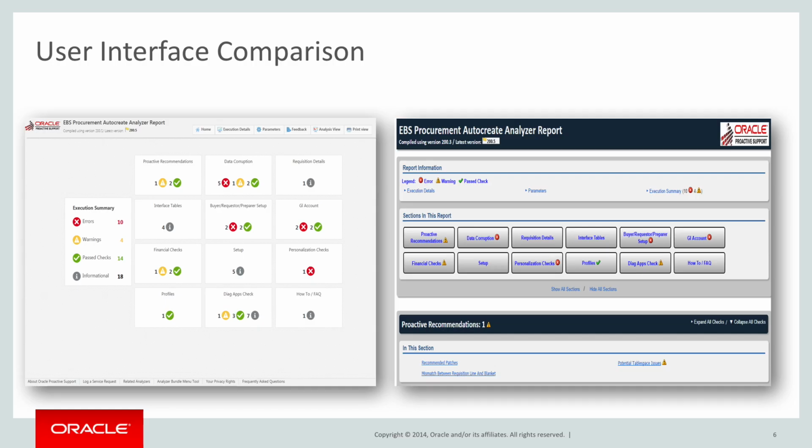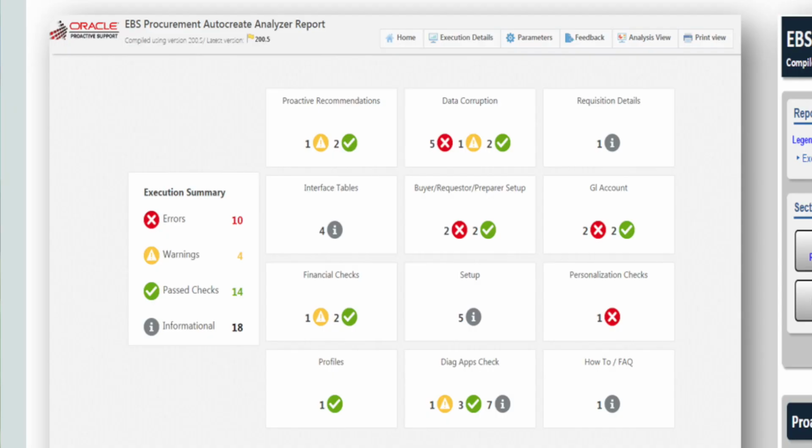In comparison to the old user interface, on the right hand side you'll see the old user interface, which is a top-down approach. The new interface is a tile-based interface where there are smart tiles. If you roll over the tile, it becomes active, and on the left hand side there's now an execution summary, which includes all of the results, including errors, warnings, correct results, and informational results.